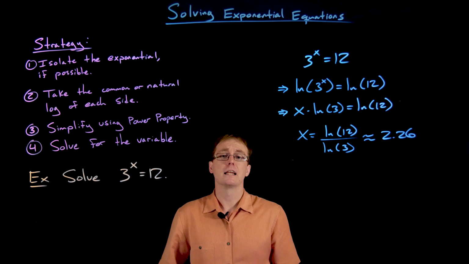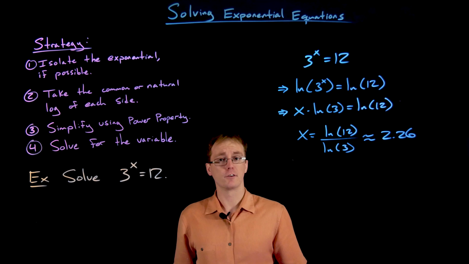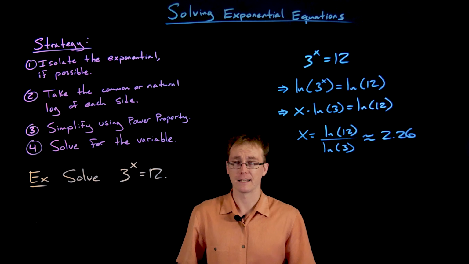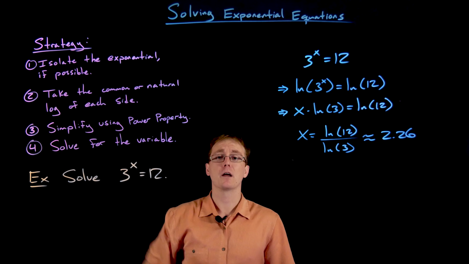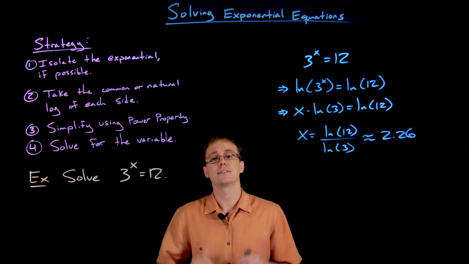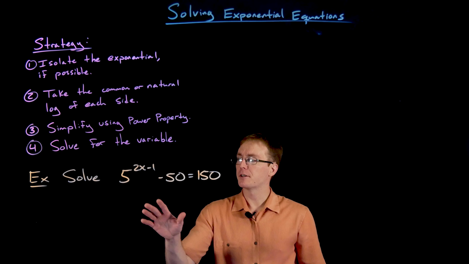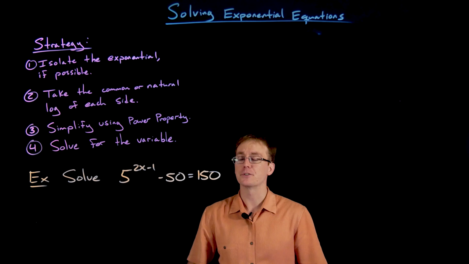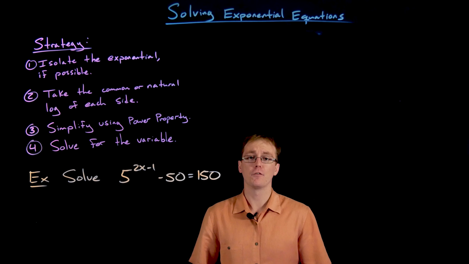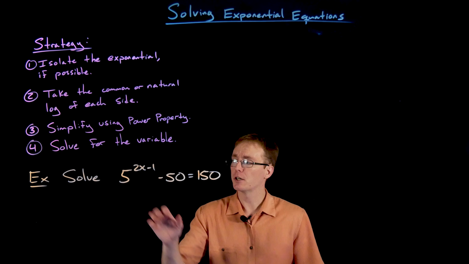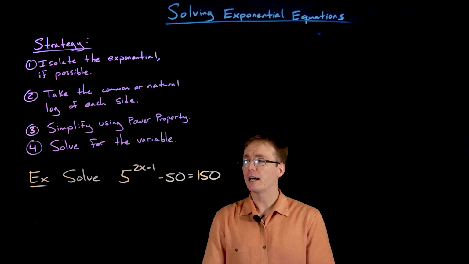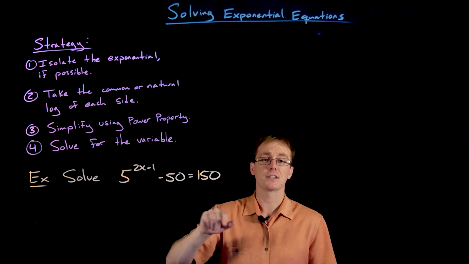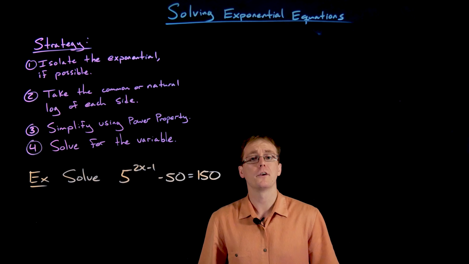All right, so now we've seen how we can use some properties of logarithms to help us solve our exponential equations, although not all problems will be as straightforward as this. Oftentimes we'll have to put quite a bit more work into that first step of actually isolating our exponential. I have another example that I want us to solve using our general strategy, and it's going to be a little more involved than our previous example. So here we are attempting to solve the equation 5 raised to the power of the quantity 2x minus 1, minus 50 outside of that power, is equal to 150.